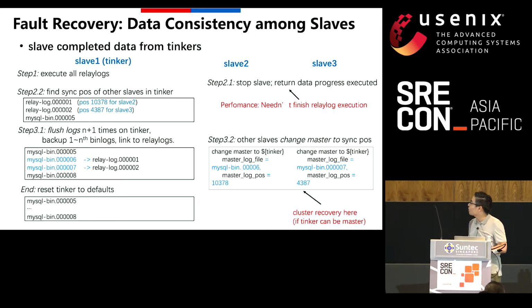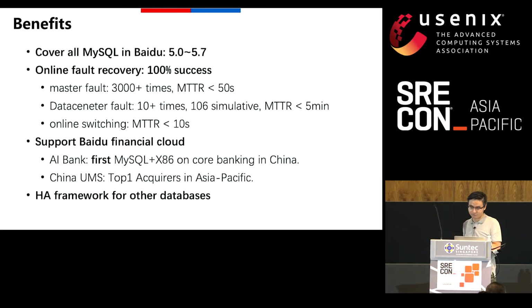So other slaves can change master to the binlog of the tinker and fill the gaps. Attention: after the slaves change master to the tinker, in fact, if the tinker can be the master, or if it has higher weight, at this time the service is already recovered. At this time, it can serve the business.